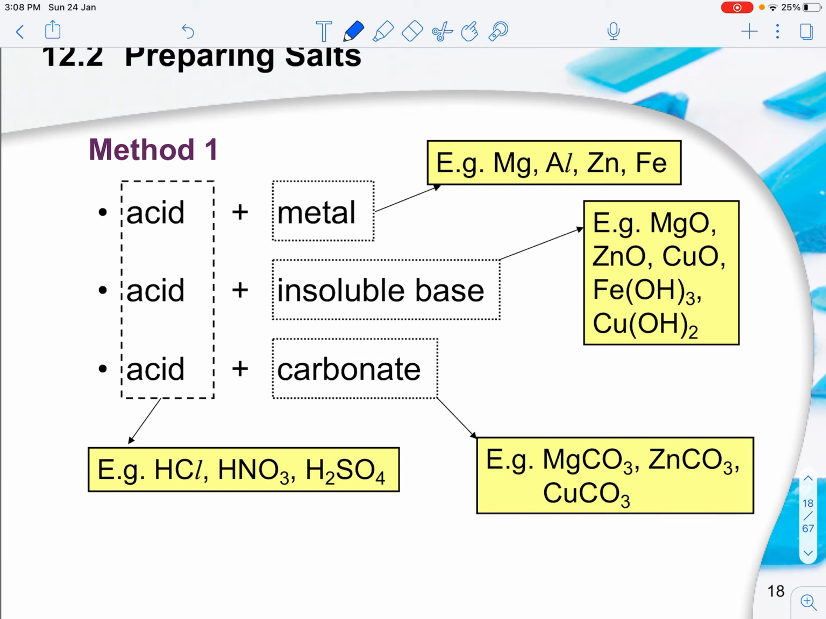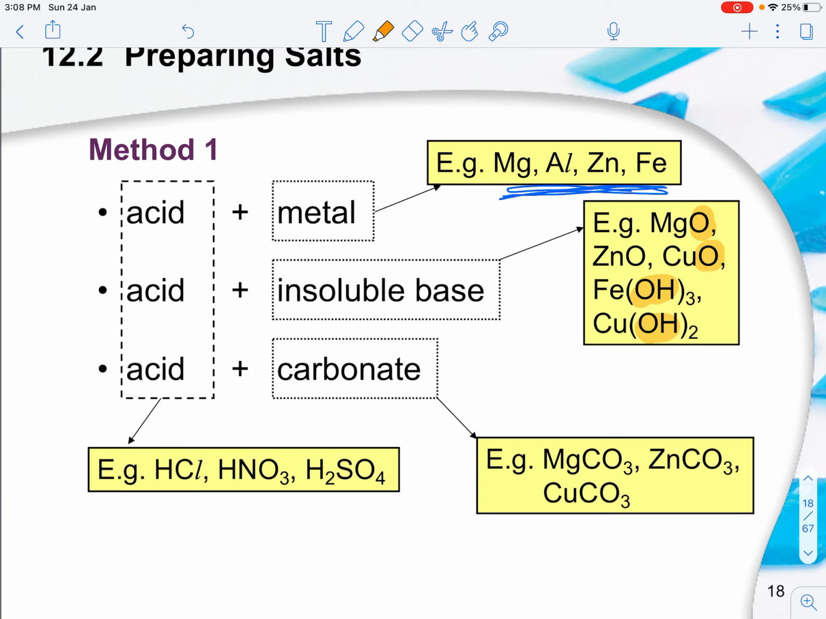In this case, what are some examples of metals? Your metals tend to come from group 1, group 2, group 3, maybe a little bit from the transition metals, but most commonly group 1, group 2, group 3. They try not to touch any elements after proton number 20, because those tend to be quite reactive when you react with water or acid. Next is the insoluble base. Insoluble bases tend to have oxide or hydroxide at the back.